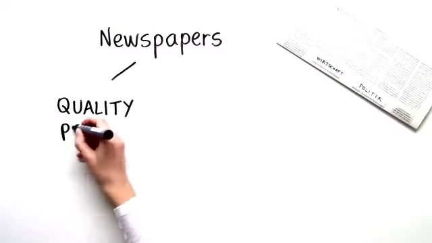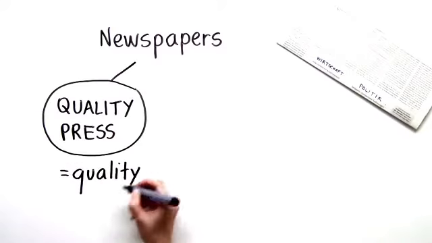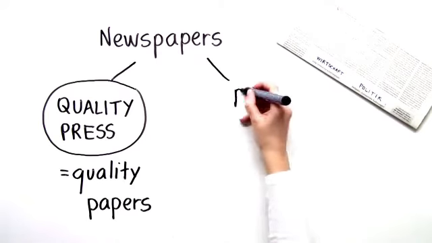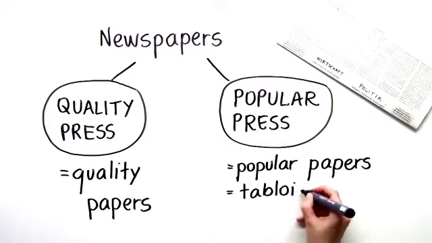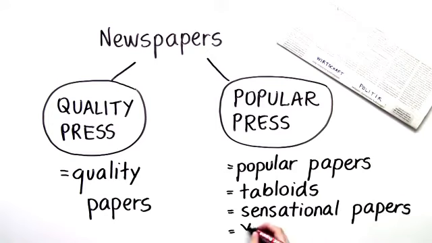There are, of course, many kinds of newspapers. The same topics are presented differently in different newspapers. The way they are presented is always adapted to the people that read them and their interests and opinions. There are two big groups into which we can divide newspapers. Number one, quality press, also called quality papers. And number two, popular press, which is also known under the following terms: popular papers, tabloids, sensational papers, or yellow press.